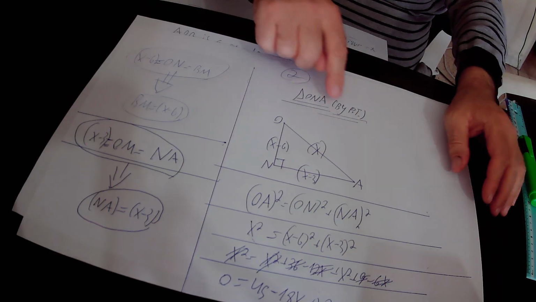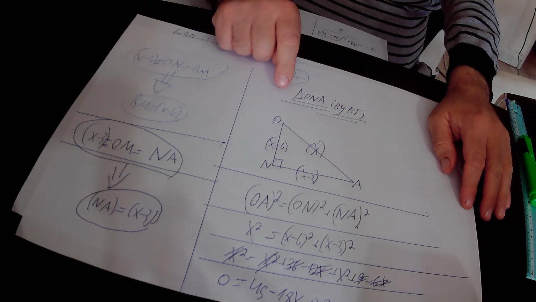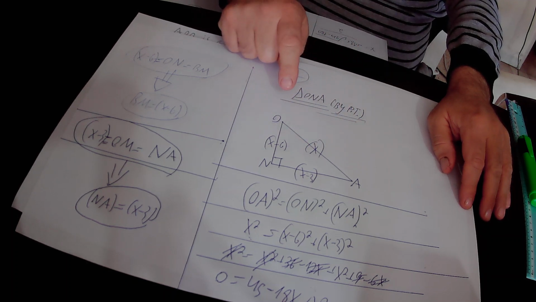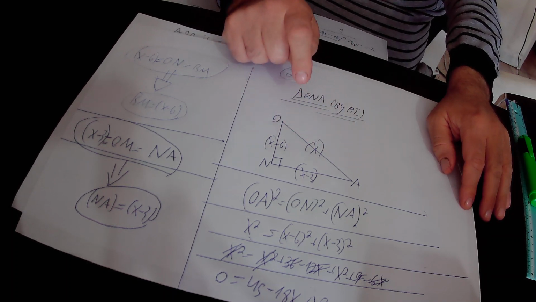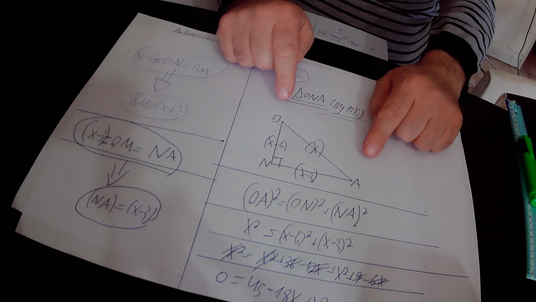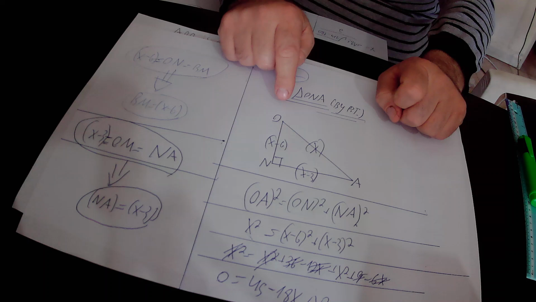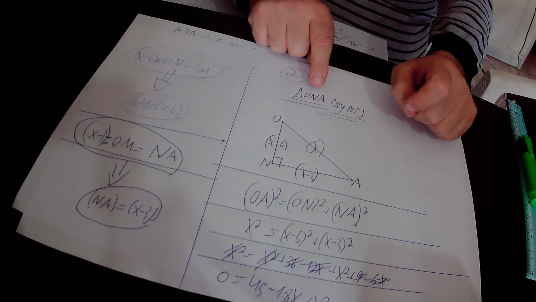This is the right triangle AON that I copied from the original domain. ON equals x minus 6, AN equals x minus 3, and the hypotenuse AO equals x. It is the radius of the quarter circle. Here we apply Pythagoras theorem.